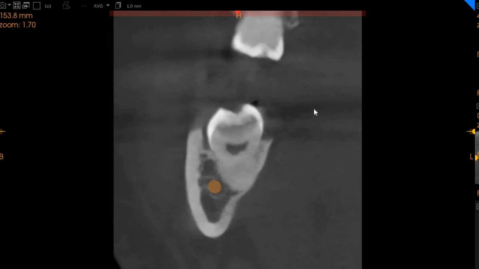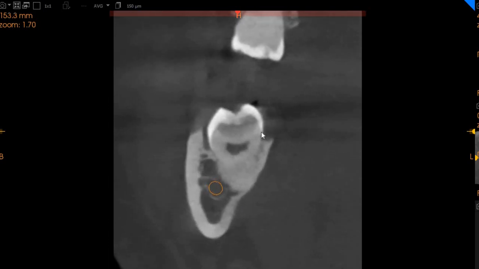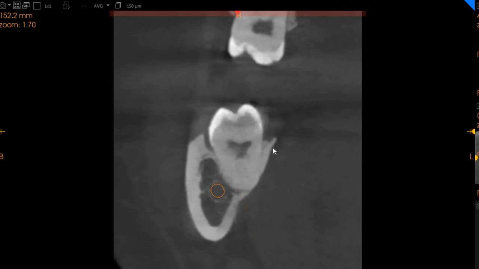So very clearly you can see that this tooth is placed lingually. It's very closely fused to the lingual cortical plate. As you can see, there's no visible PDL space between the tooth and the lingual cortical plate.